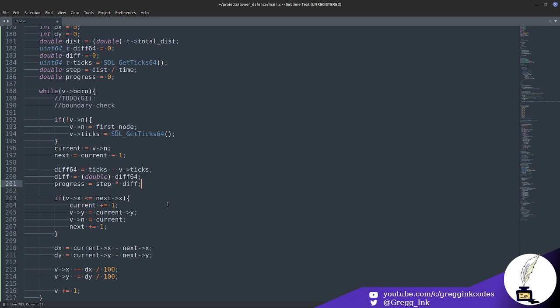That's how much progress it should have made thus far, based on how long it's been on its journey. Oh man, that's not going to work, is it? That is going to be too.